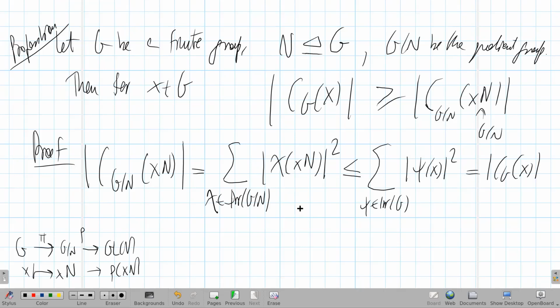And recall the point is that for every irreducible character of G over N, you get an irreducible representation of G, but you may add more.